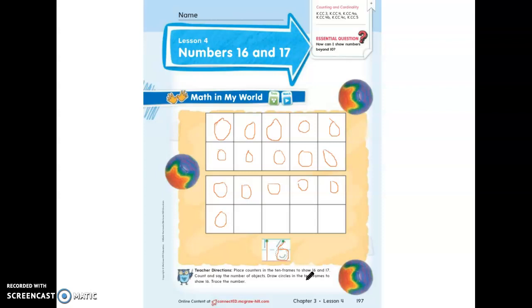Now, if I had counters, I could use them to make 17. I could add one counter right here to make 17. So you can try this with pennies. If you have some pennies at home, you can try to add one more penny to show 17. I don't have counters, so I'm just going to keep my page like this.